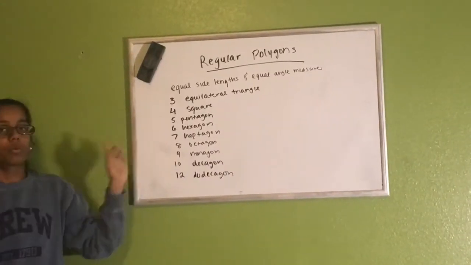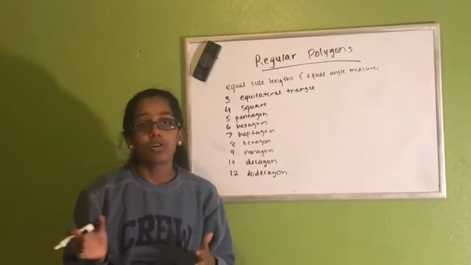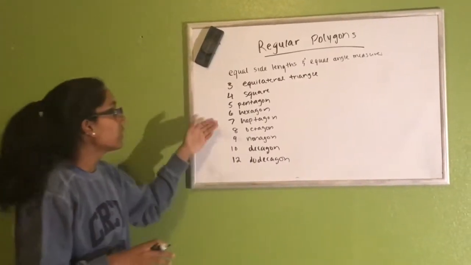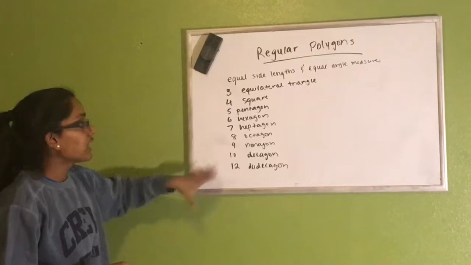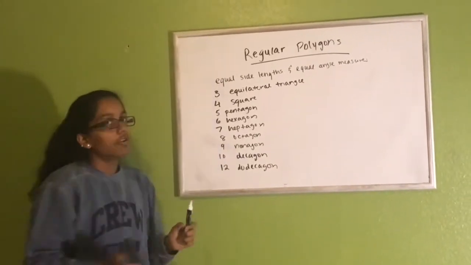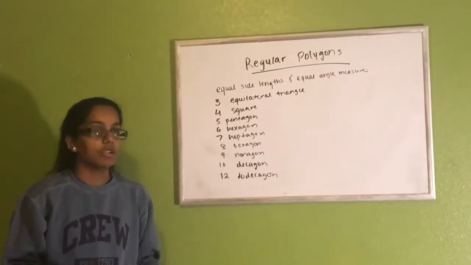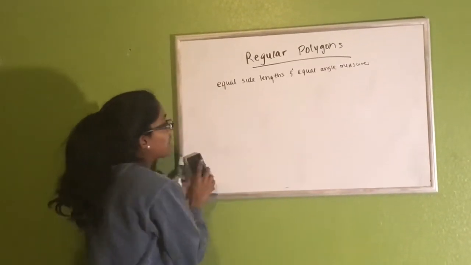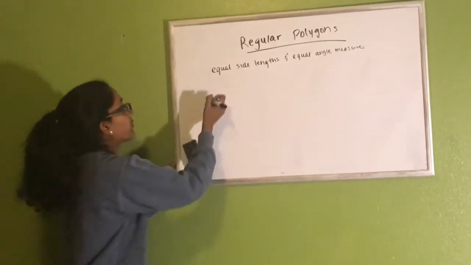Now 7 we don't really see that much because the angle measures are not a whole number or an integer, but everything else we will be covering in depth. And feel free to pause the video and copy this down if you need to. So the first thing we will be covering are the number of diagonals.